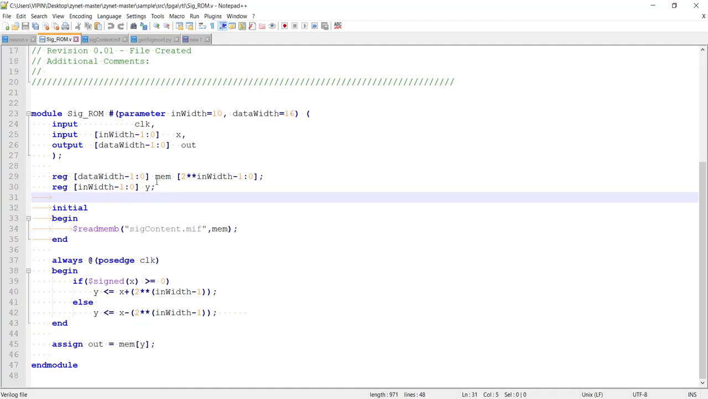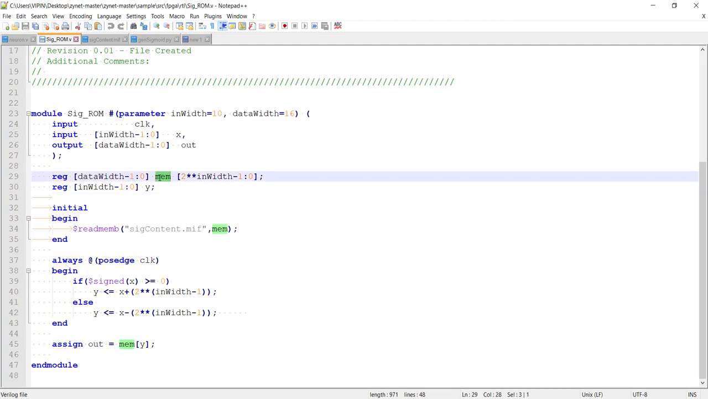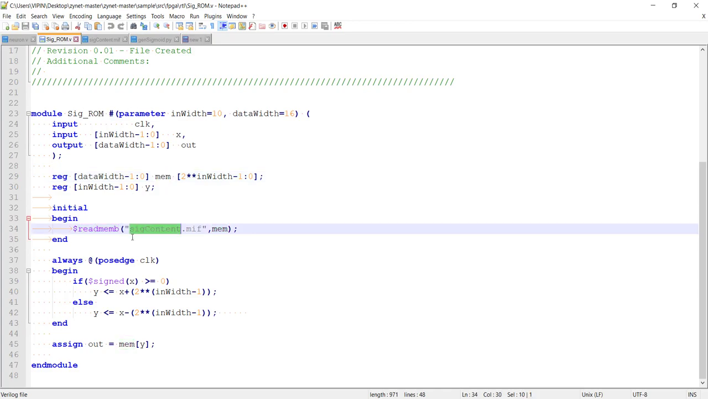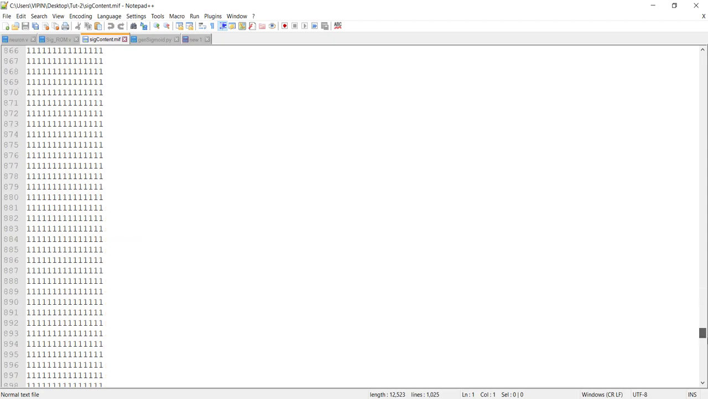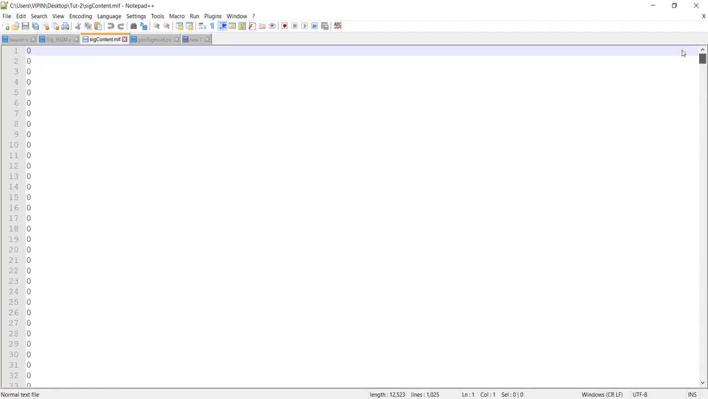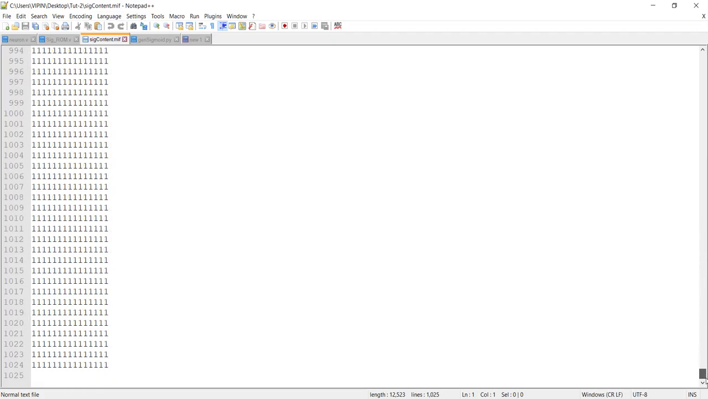This is that module. Inside you can see there's a memory. This is that ROM, which will store this pre-calculated value, and this is where we are loading that pre-calculated value. Sigcondn.mif, memory initialization file, and we store it there. Now if you look at sigcondn, again this is the case when the depth is 1024, that means sigmoid size is defined as 10. You can see how the values are changing. This data is 16-bit, but here you won't be seeing 16 bits always, because the leading zeros are omitted here.